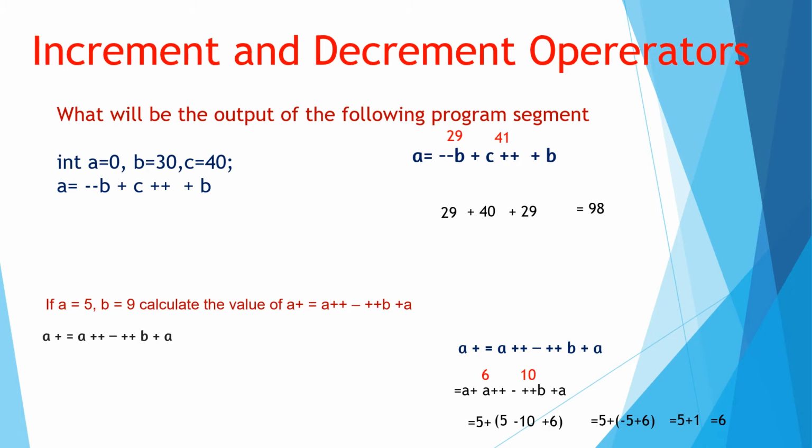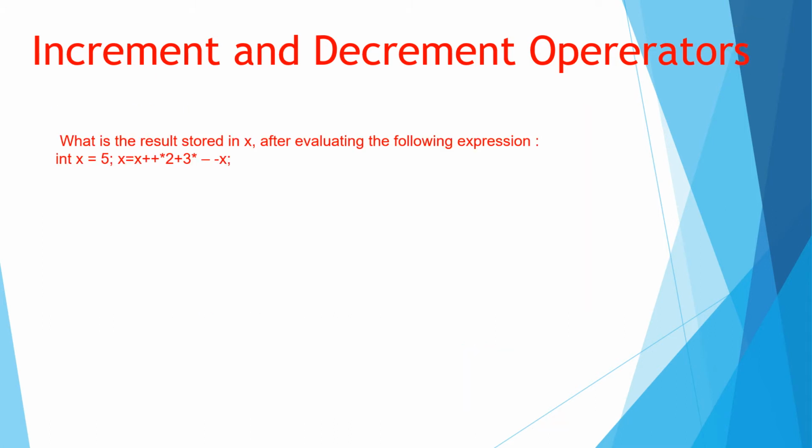So like this the concept will be used. I hope you are able to understand. The next example, what is the result stored in x after evaluating the following expression? X is 5, x is equal to x plus plus into 2 plus 3 into minus minus x. Here prefix and postfix operators both are coming. So first we can solve it. X plus plus means it is postfix.